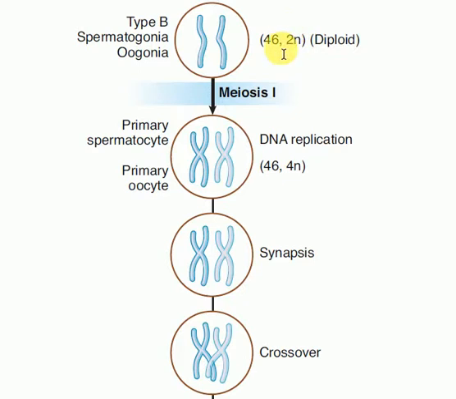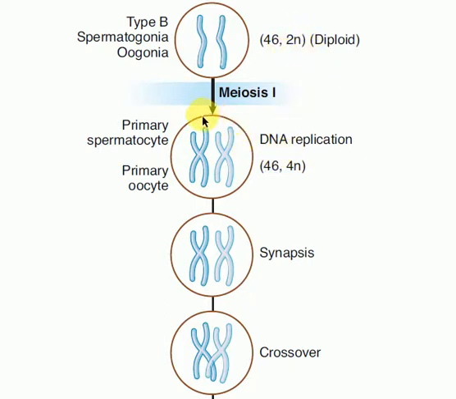Or 2n. The simplest way of remembering this is to consider one chromosome as 1n. Since there is a pair of chromosomes, consider it to be 2n or diploid. So there are 23 sets of these 2n chromosomes. It makes 46. So 46 chromosomes is a diploid number, which is 2n.